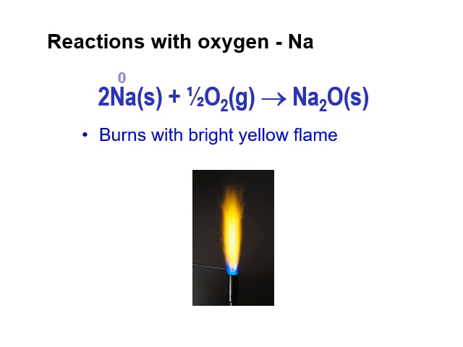Looking at oxidation states again, sodium on the left there is oxidation state 0, it's uncombined, as is oxygen, so this is also 0. And on the right, we've got sodium at +1 and oxygen at -2. So oxygen has gone from 0 to -2. It has gained electrons, it has been reduced, and the sodium has gone from 0 to +1, so it's lost electrons, it has been oxidized.